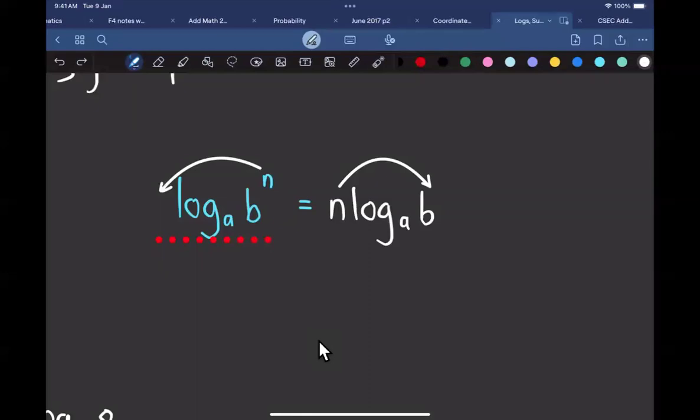Yeah. So watch. If I have logs and I have a power, what can I do with the power?